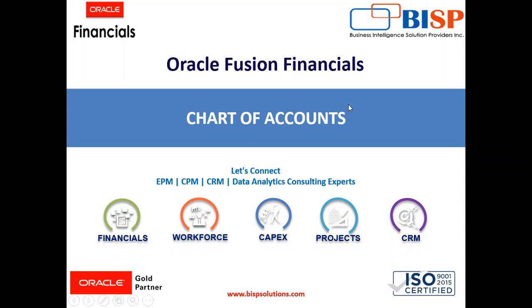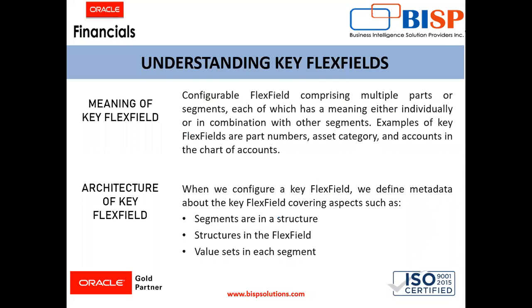Before understanding what are chart of accounts, let's understand what are key flex fields. The key flex fields are configurable flex fields comprising multiple parts or segments, each of which has a meaning either individually or in combination with other segments. The examples for key flex fields can be part numbers, asset categories, accounts in the chart of accounts. Key flex fields are not optional. We must configure them to ensure that our application operates correctly.